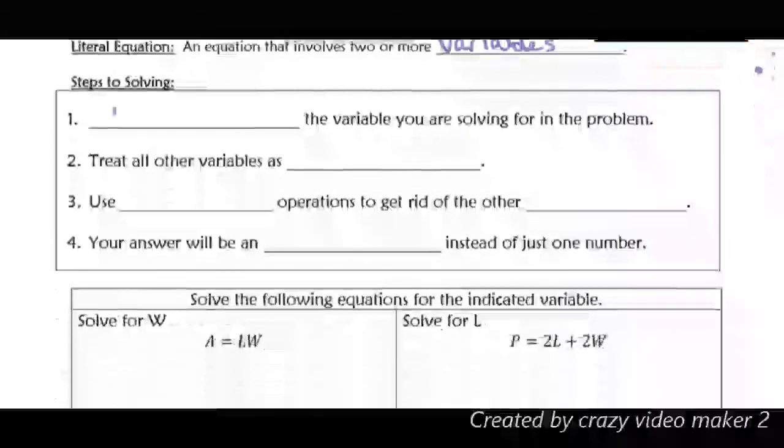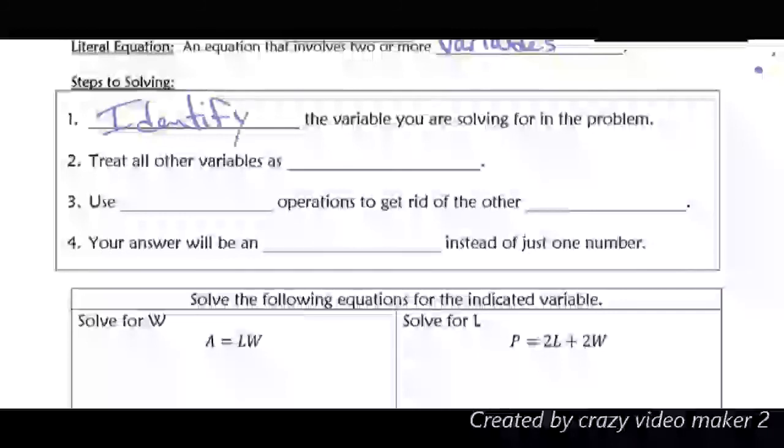So our first thing is just identifying the variable that we're solving for. We're just going to pick out whichever one we're actually solving for and think about what operations actually happen to it. Then we treat all other variables as numbers. And to undo those operations, we use inverse operations. We use the opposite operation to get rid of those other variables.